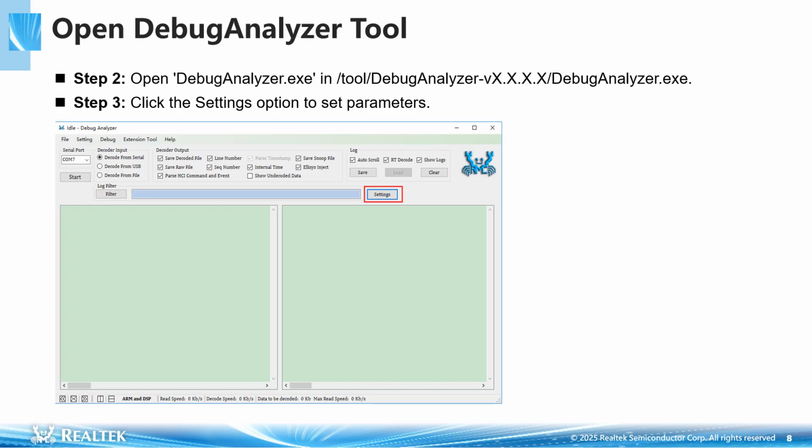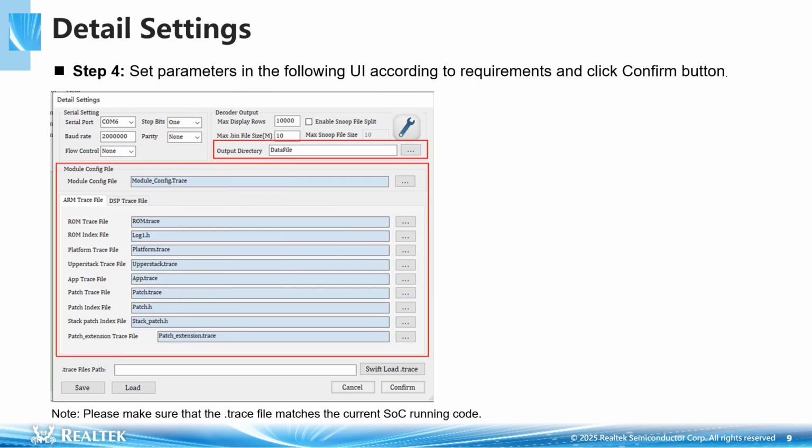Step 2. Open Debug Analyzer in the tool under Debug Analyzer folder. Step 3. Click the Settings option to set parameters. Step 4. Set parameters in the following UI according to requirements and click Confirm button.